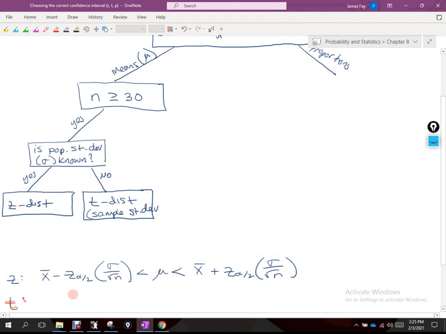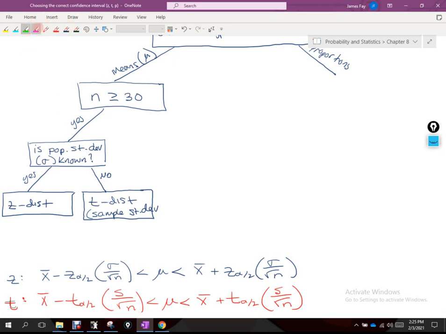Okay, if I use the t-distribution, it's x bar minus t sub alpha over 2 s divided by root n less than mu less than x bar plus t sub alpha over 2 times s divided by root n. Okay, so my hope is that you see that if you know the population standard deviation, you're going to use the population standard deviation in the formula.